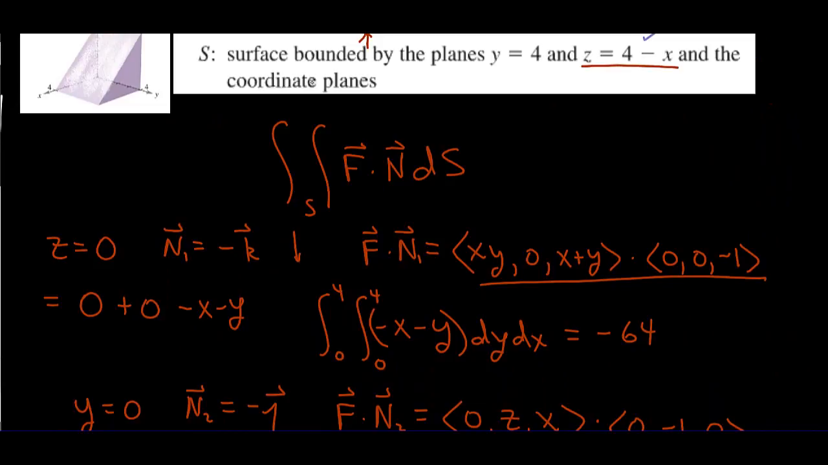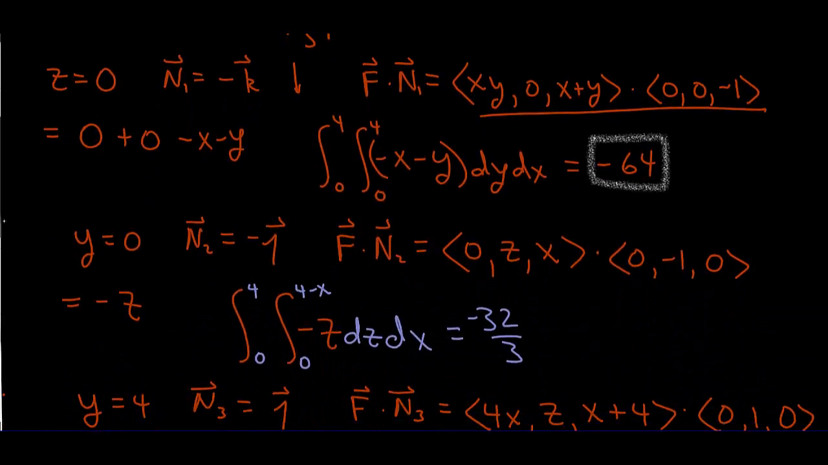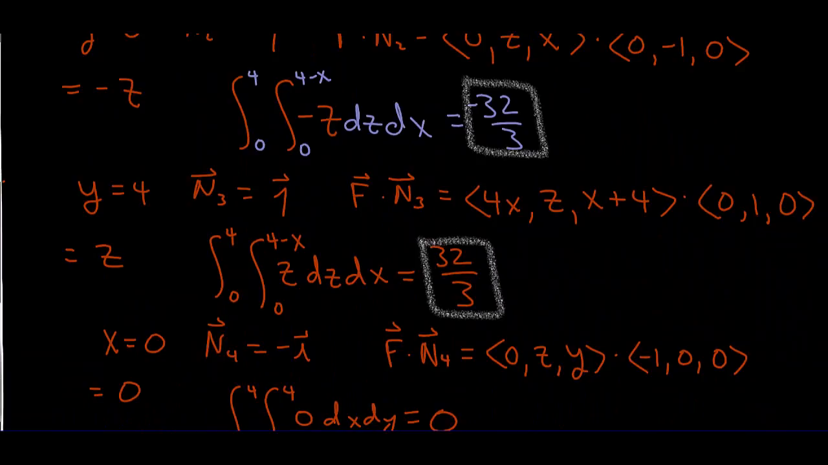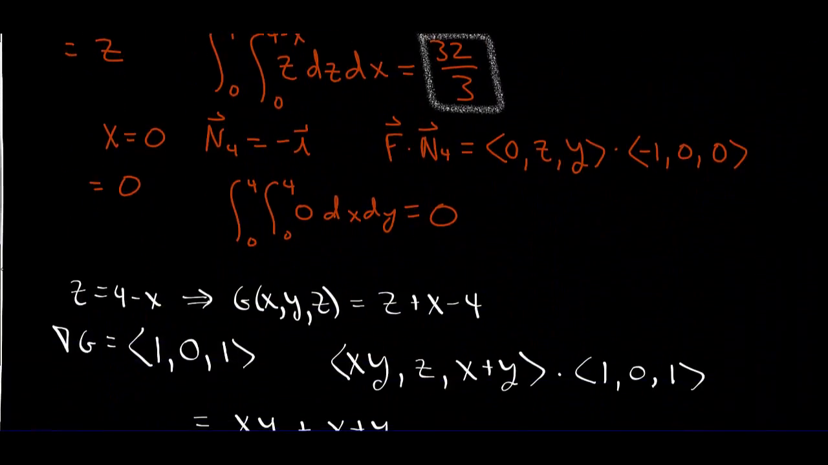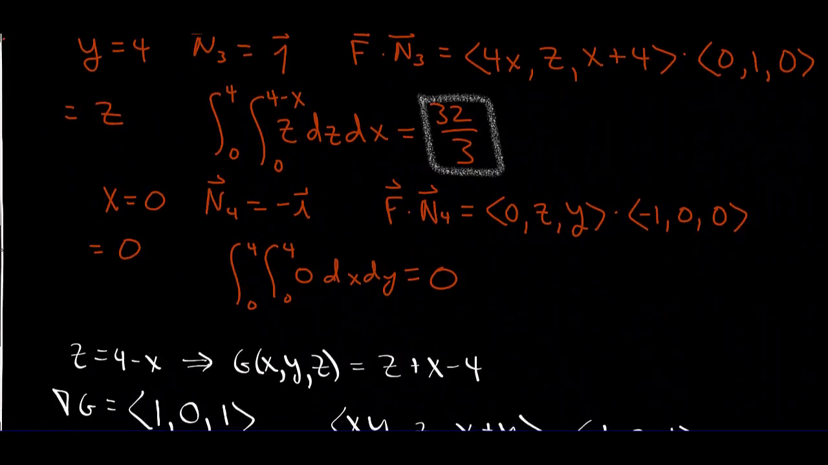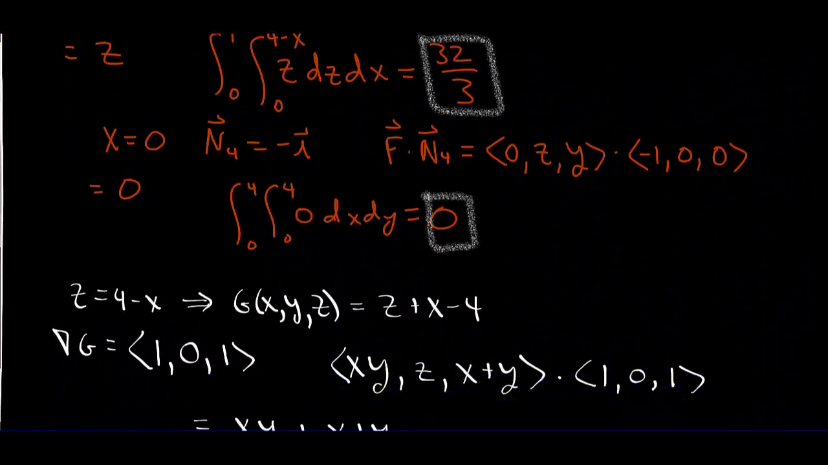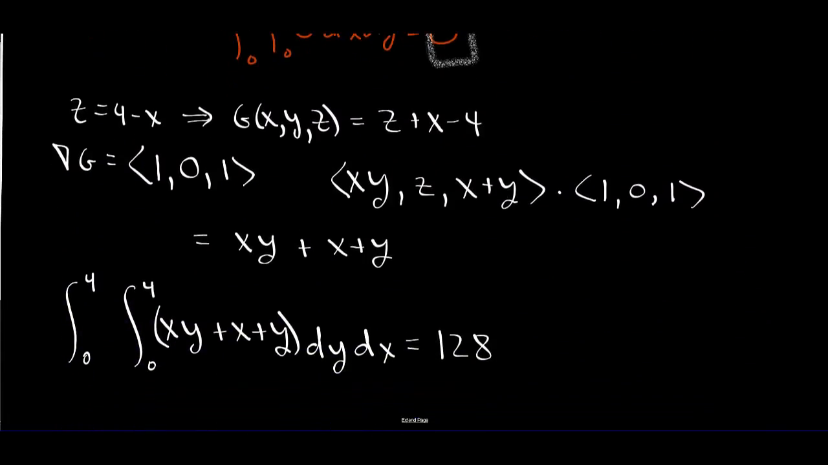Now, let's take a minute and take note of what we have. First of all, we have negative 64. That's for our first one. Okay. Then we have negative 32 thirds. We have a positive 32 thirds. Then what do we have? Looks like we have a 0. Okay. And then we have 128. There's what we have.